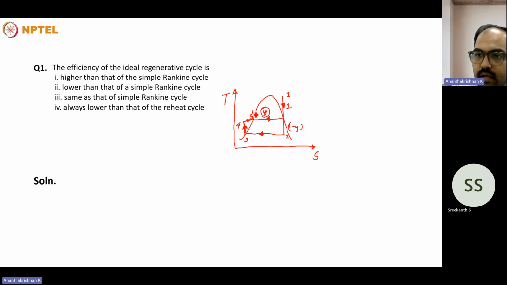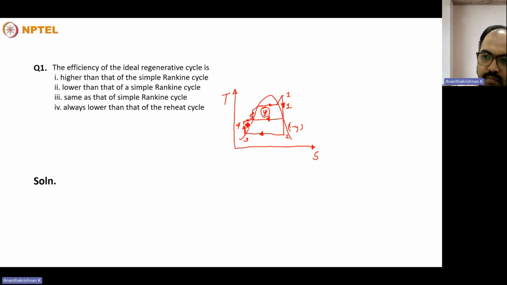From there onwards, a high pressure pump increases the pressure to a high pressure, and then comes the boiler heating. If there was no feed water heater, we should have gone directly from this particular point to this particular point, so all the heat should have been provided by the boiler. But since we have used a feed water heater, a portion of the heat input will be taken care of by the heat and mass exchanger.